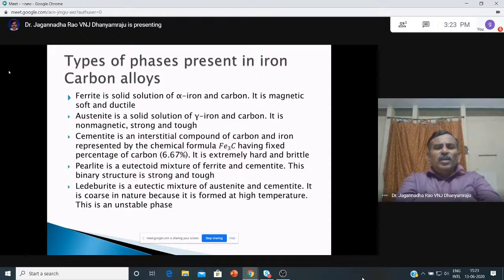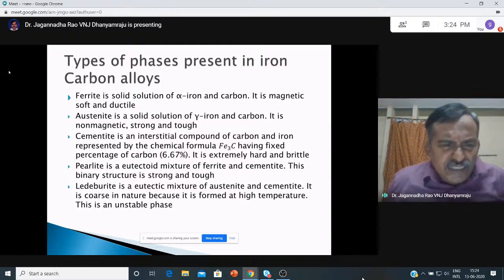And of course, another phase is austenite. Austenite is a solid solution of carbon in gamma iron, but however this is non-magnetic, and it is very strong and tough. See, when you require softness, you want ferrite, and when you require toughness, you need austenite in steel. So that is how the alloys need to be designed.